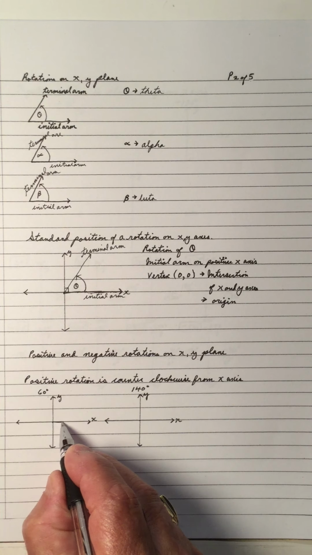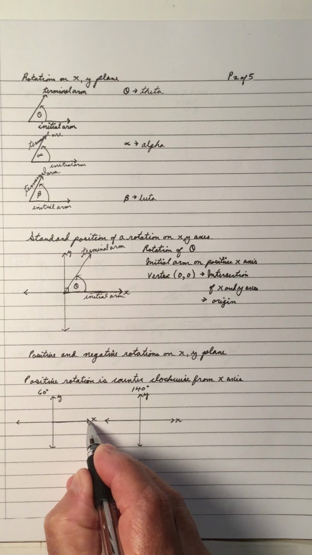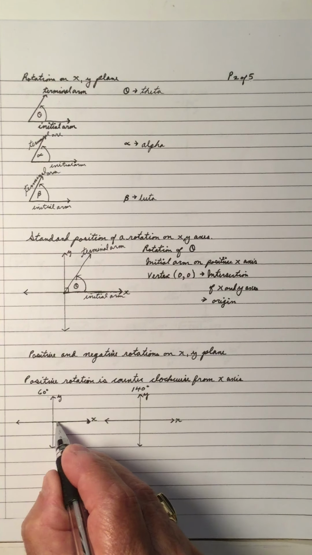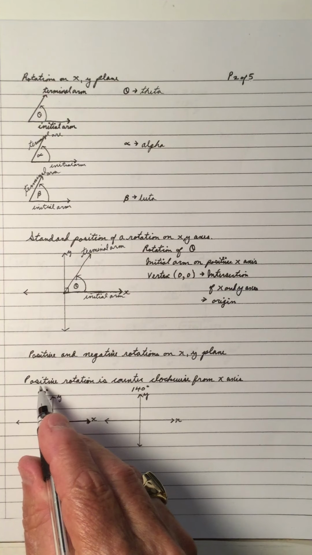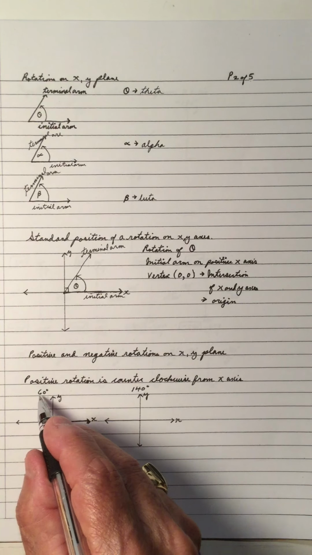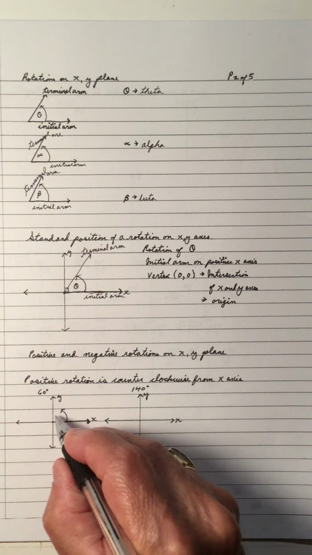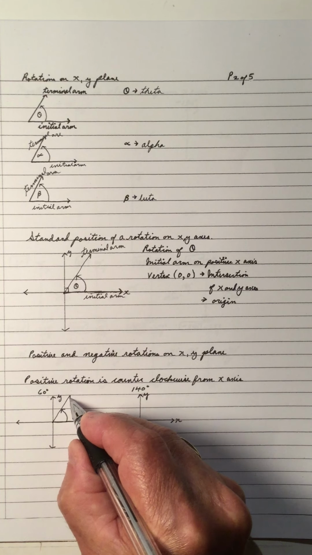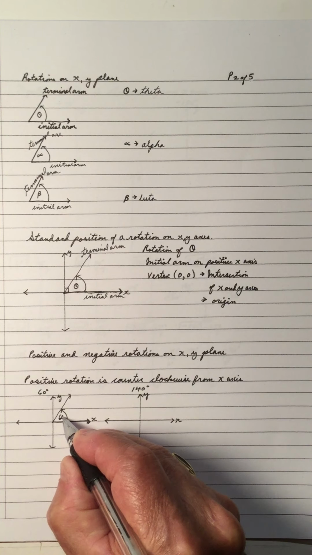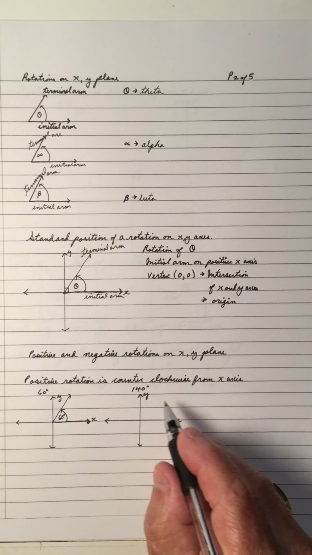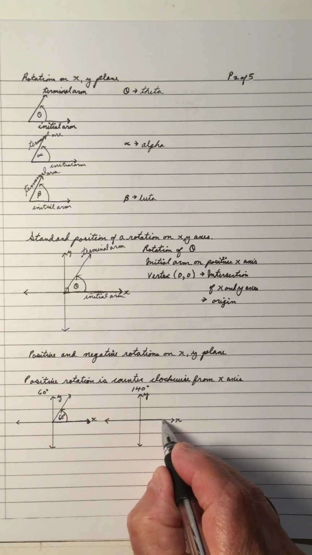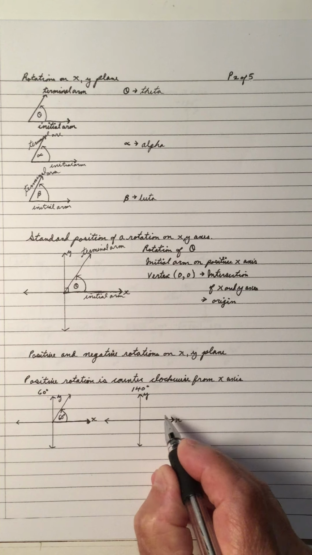So we start in standard position. The initial arm is right here. A positive 60 rotation is 60 degrees counterclockwise. So that's a 60-degree rotation.